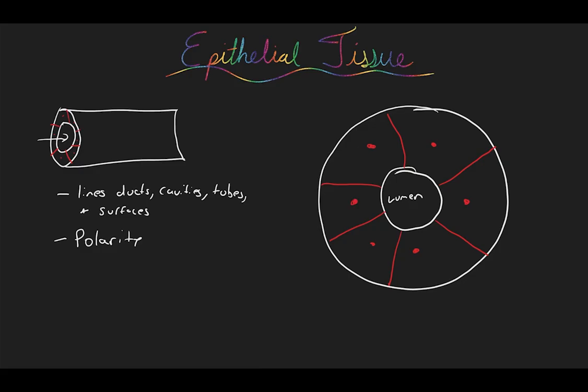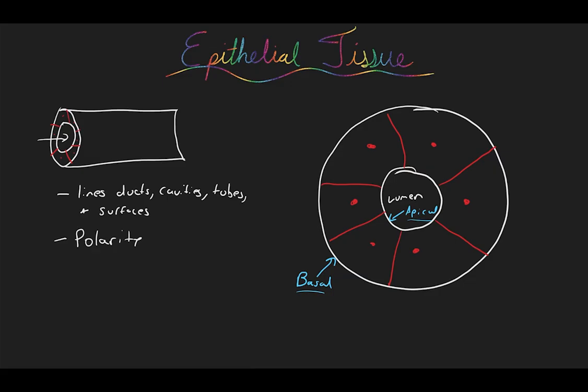What this means is that these cells have a top side, or what we refer to as the apical side, and they have a bottom side, which is known as the basal side. So when we say an epithelial tissue has polarity, we mean that it has a very distinctive top and a very distinctive bottom side to it. We call the top the apical side and the bottom the basal side.